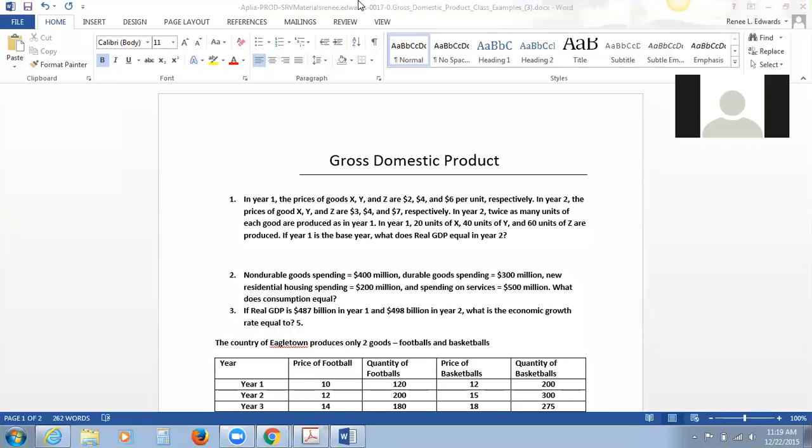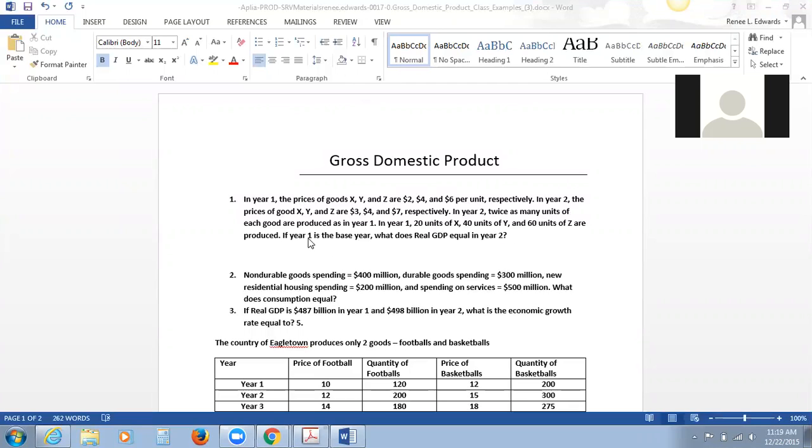Okay, hey, I am going to go over the answers, or how to do the extra credit problems. In number one, it gives you the prices in year one and prices in year two, and then the quantities in year one are stated here: 20, 40, and 60. In year two, it tells you that those are just doubled. So instead of having 20, 40, and 60, you'll have 40, 80, and 120. 20 times 2 is 40.